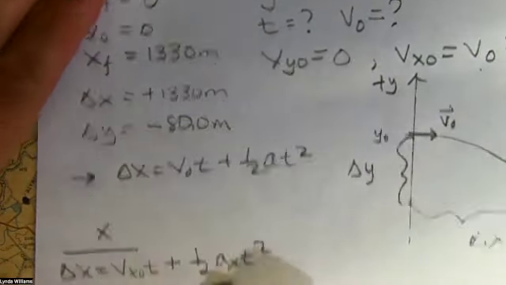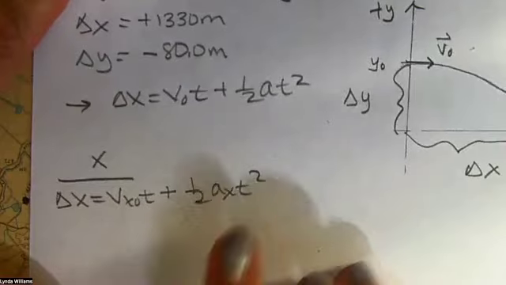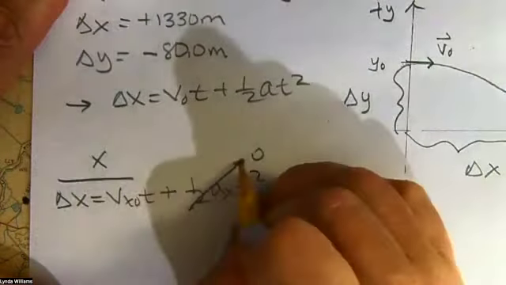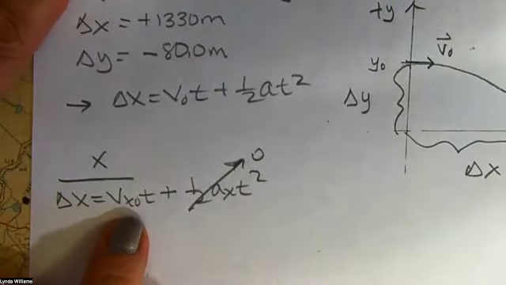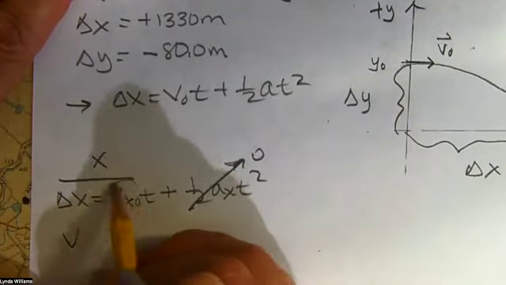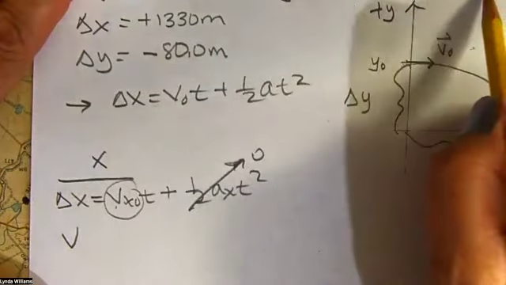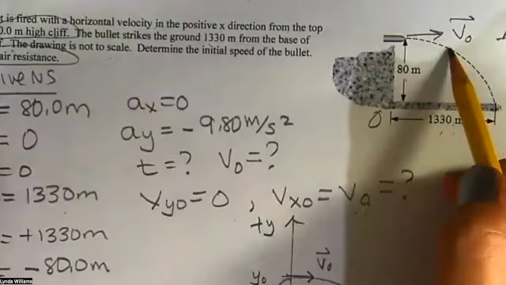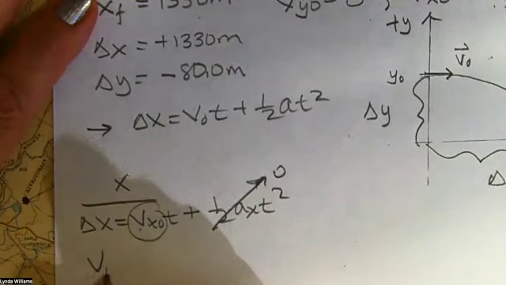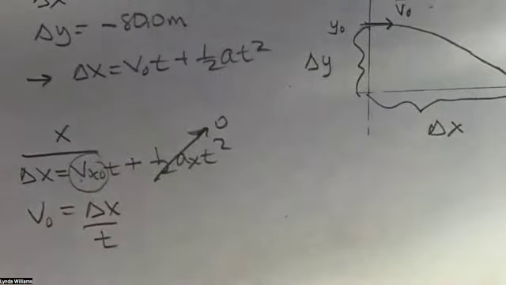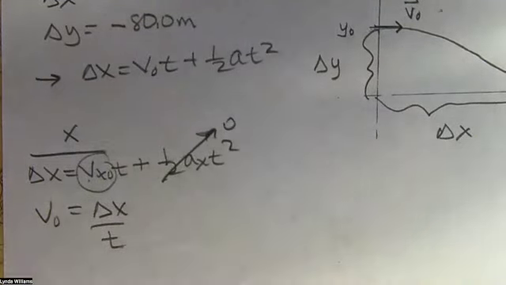Now I know that the acceleration in the x direction is 0, but I like writing it because it's so gratifying to scratch it out and put 0. We know that Vx naught is indeed just the total initial velocity to begin with, right? Because it's just horizontal. So V naught will be delta x divided by t. Okay, but I don't have t. So where do I get t? I get it from the other direction. That's how it works, right?